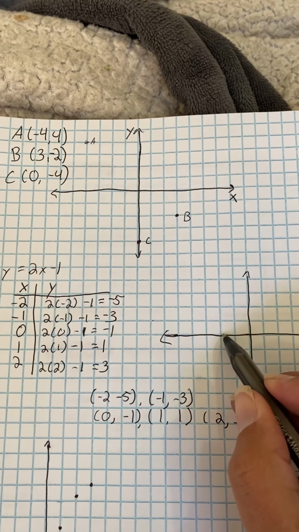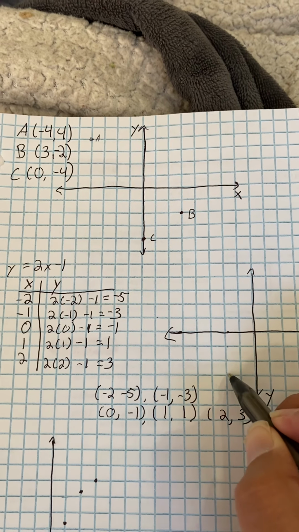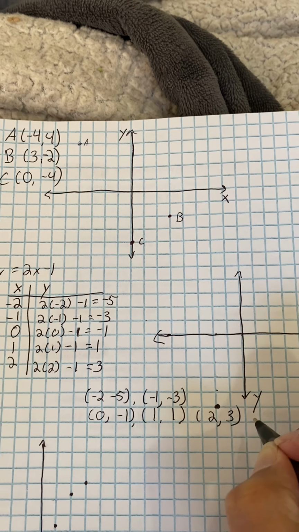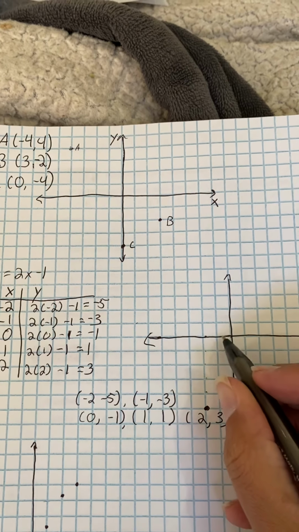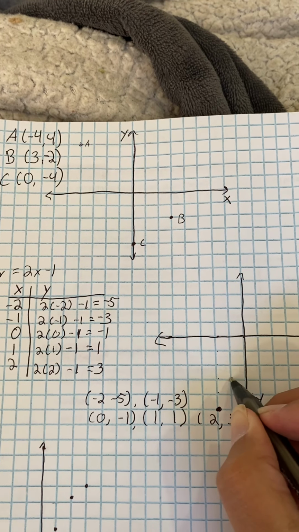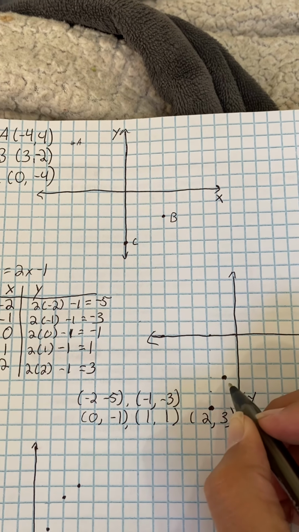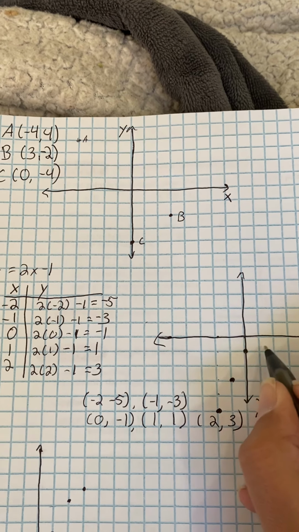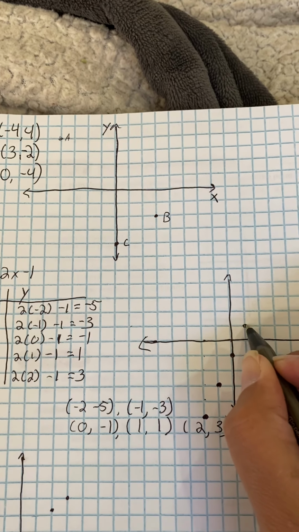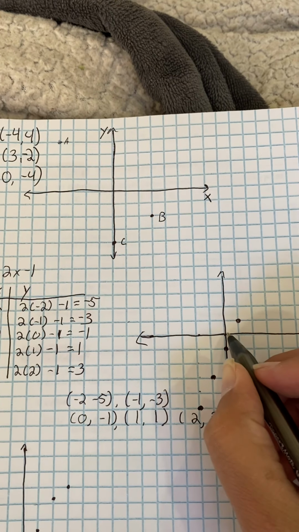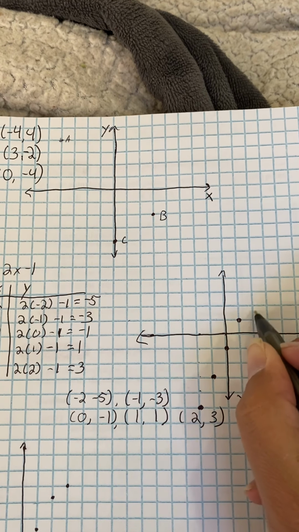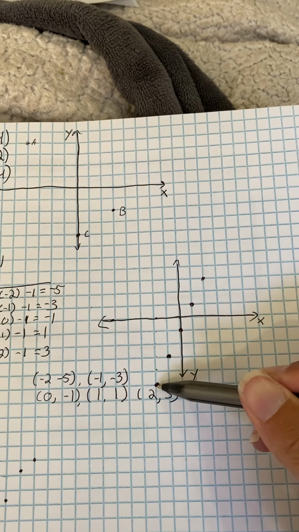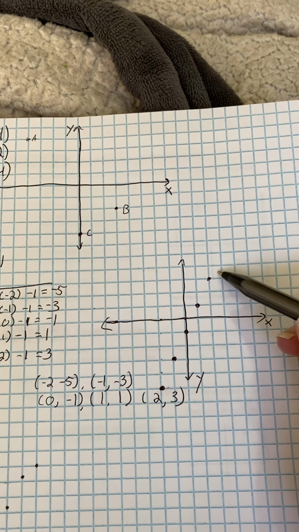So negative 2, negative 1, 2, 3, 4, 5, kind of running into my space down here. Negative 2, negative 5, negative 1, negative 3, 0, negative 1, 1, 1, and 2, 3 right there. You might be able to see from this, it actually is a straight line.